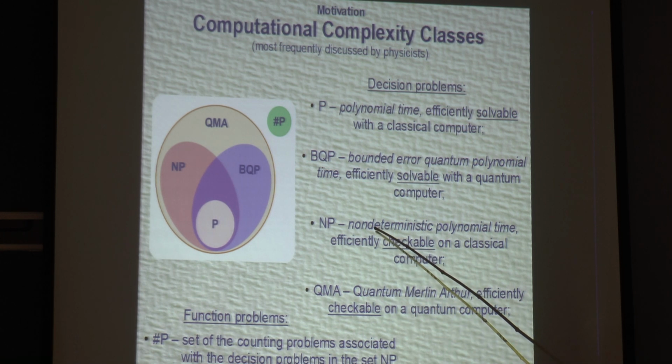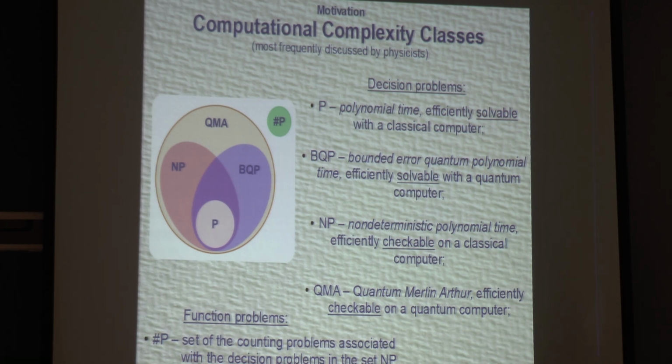Class NP, which includes class P, is the class of problems which are efficiently checkable on a classical computer. Thus, if we already have a solution, verifying that it indeed fulfills the equations is easy. This is the set of problems. The QMA class is the direct generalization of the NP class for a quantum computer. Problems efficiently checkable on a quantum computer.